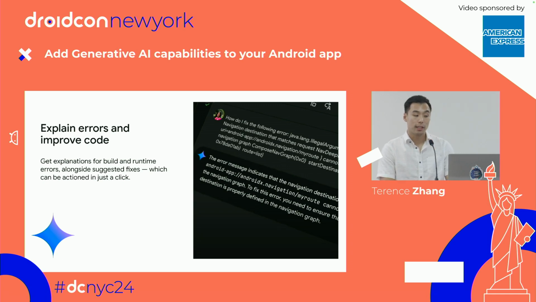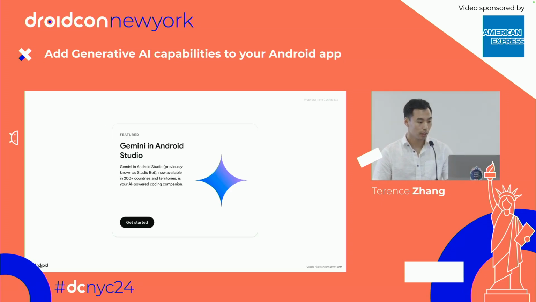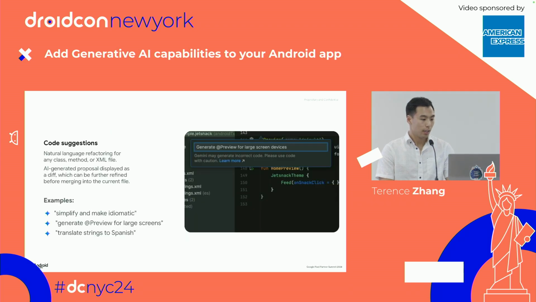It can also help explain errors and improve code. So getting explanations for build and runtime errors, and also suggest fixes as well in real time, which can be, again, action in just a click. So you can take their recommendations and apply it to your code. So yeah, that's Gemini in Android Studio. It's now available in over 200 countries and territories.